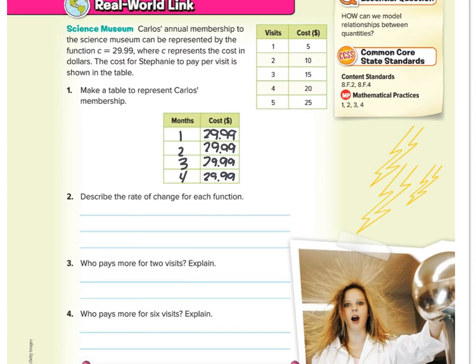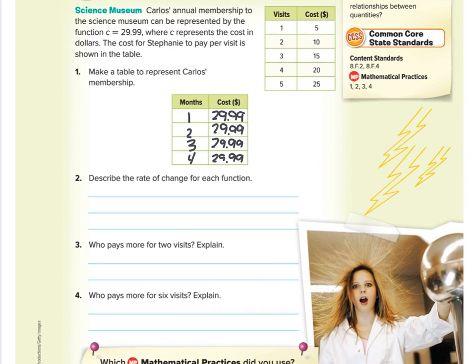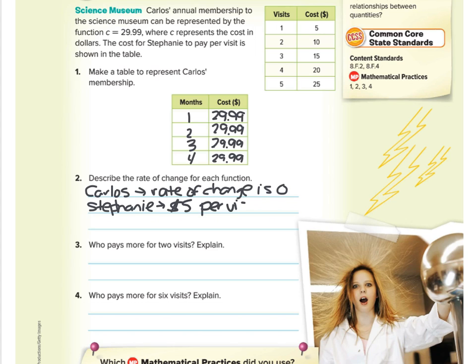Now it says, describe the rate of change for each function. Well, when we look at Carlos's rate of change, there is none. So we could say the rate of change is 0. Compared to Stephanie's, her rate of change is $5 per visit. And where does that $5 come from? Well, for each visit, we're going from 5 to 10, we're increasing by $5. 10 to 15, increasing by $5. 15 to 20, increasing by 5. 20 to 25, increasing by 5. So her rate of change per visit is $5.